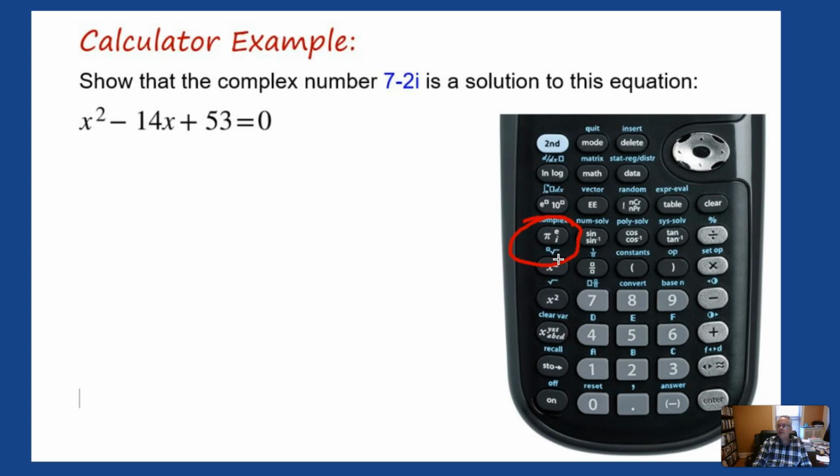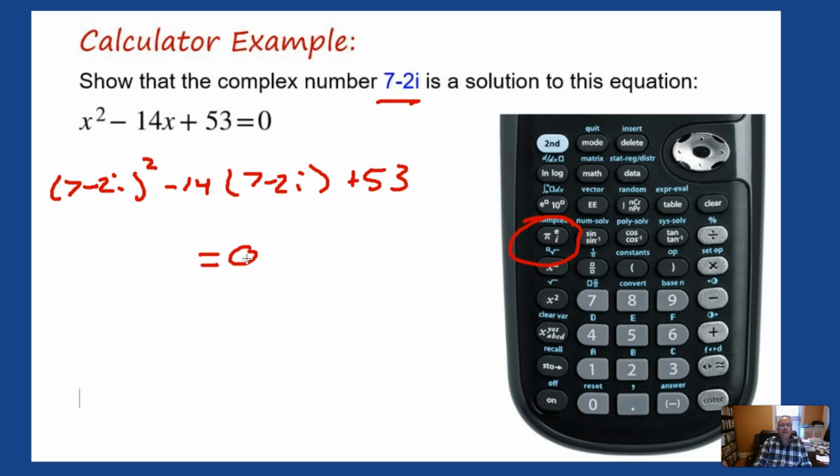When you press this button, it rotates between pi, the number e, which we'll talk about later in this course, and the number i. So if you want i, you have to press it a couple times, and you'll see it appear on the screen. So on our calculator, we're just going to carefully put this in for x. We're going to do 7 minus 2i squared minus 14 times 7 minus 2i plus 53. And if you enter this into the calculator, it's going to say equals 0.